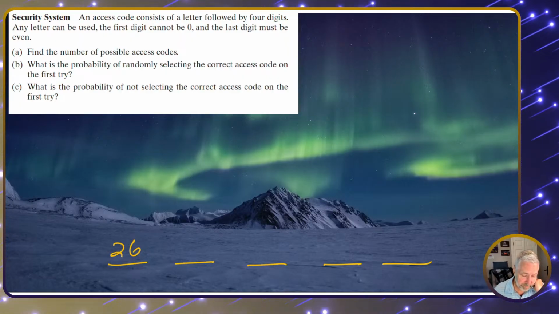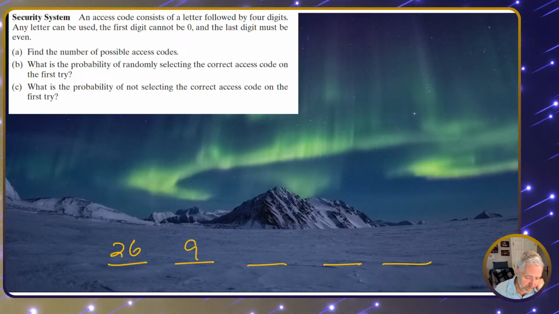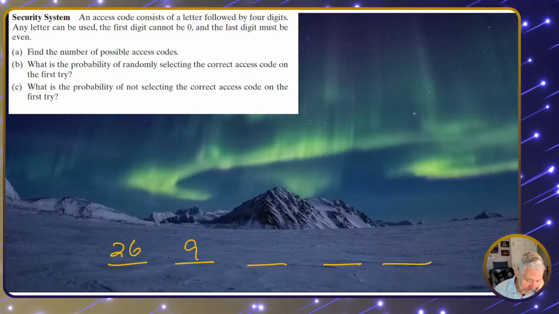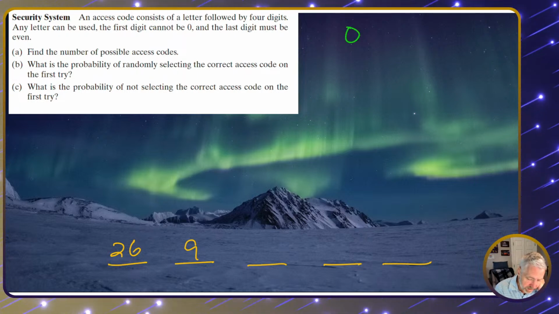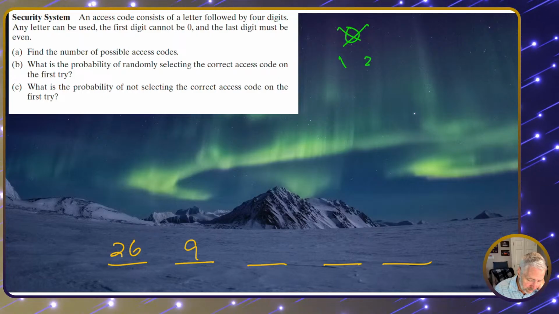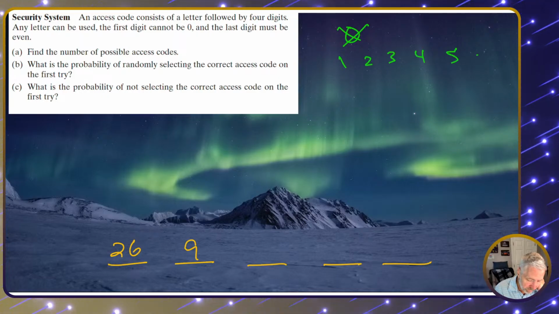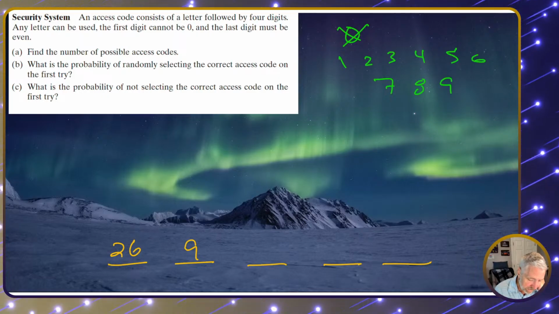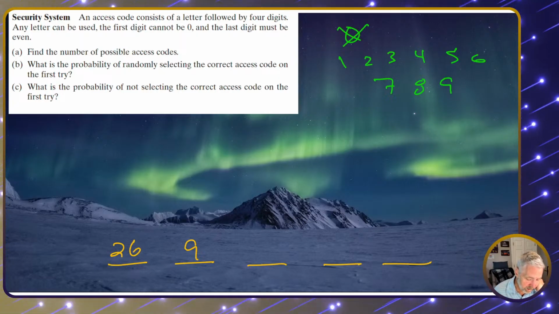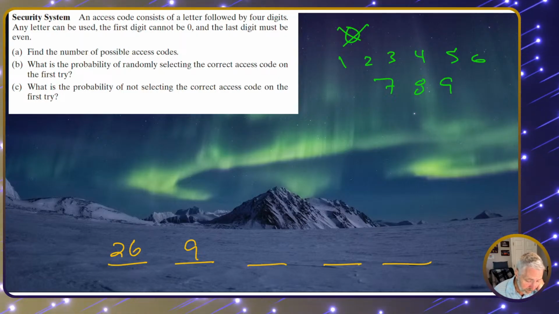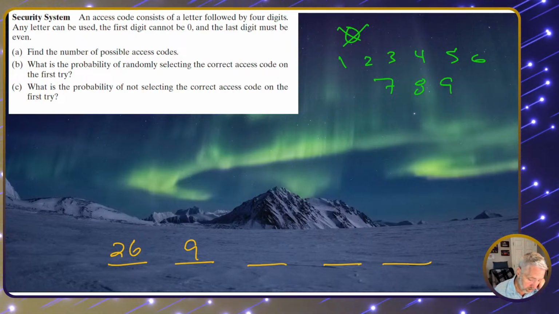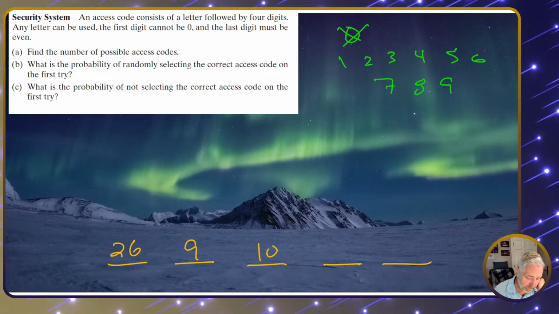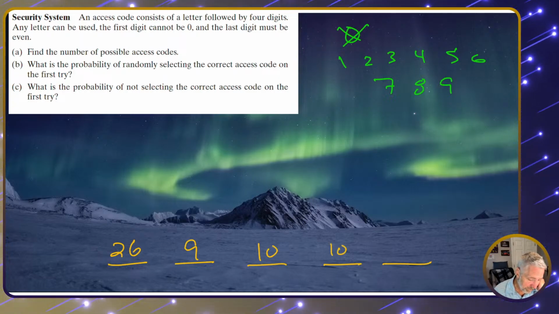But the first digit cannot be 0, so there's 9 choices for that first block. I can't do 0, so that's out. So it's just 1, 2, 3, 4, 5, 6, 7, 8, 9. So I got 9 choices. But now in this second block, I'm wide open. I can choose a number and I can include that 0. So now I've got 10 choices for that block, 10 for that block.